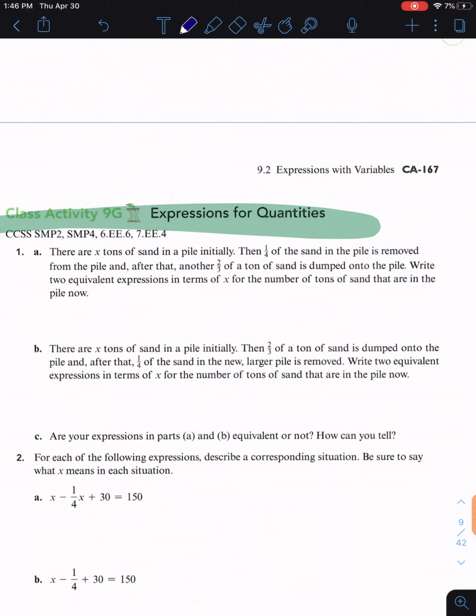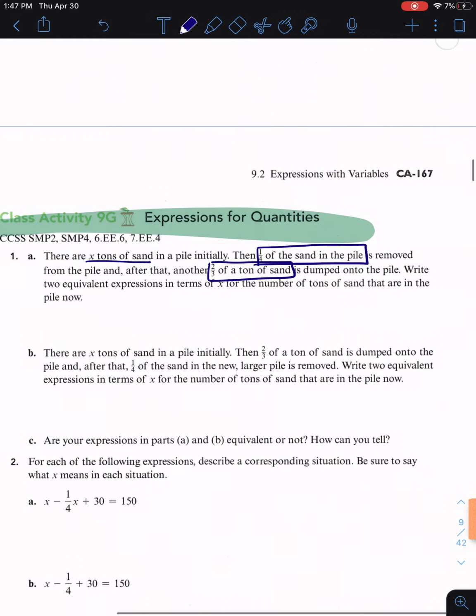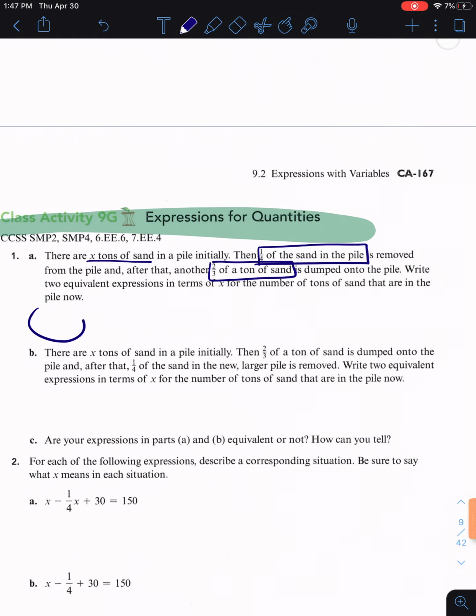So for example, there are X tons of sand in a pile initially. So we're starting off with X tons of sand. Then a quarter of the sand in the pile is removed. And after that, another 2/3 of a ton of sand is dumped onto the pile. Two equivalent expressions in terms of X. So we remove something, and then we add something back, and we're looking for the total sand that's in the pile.